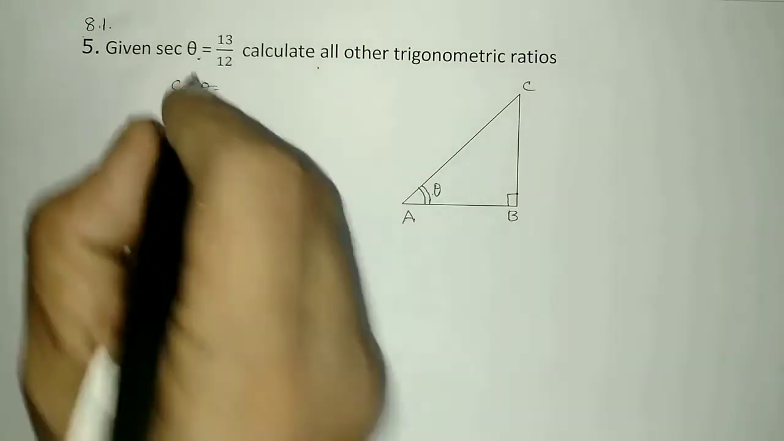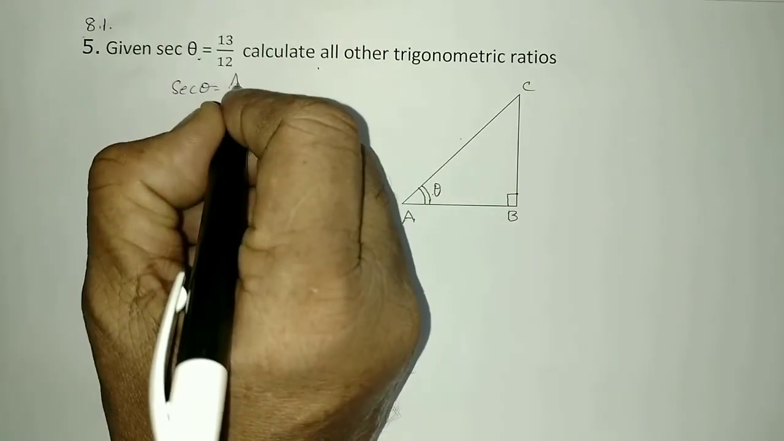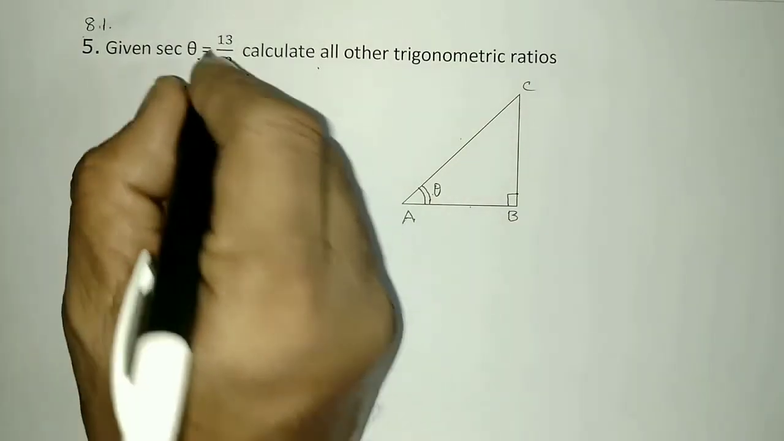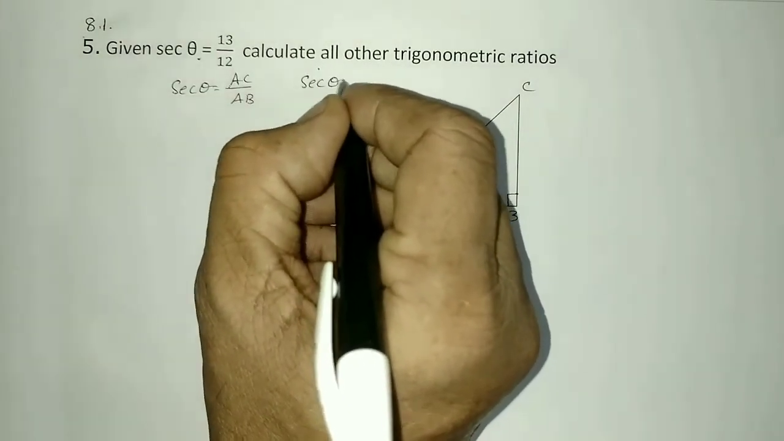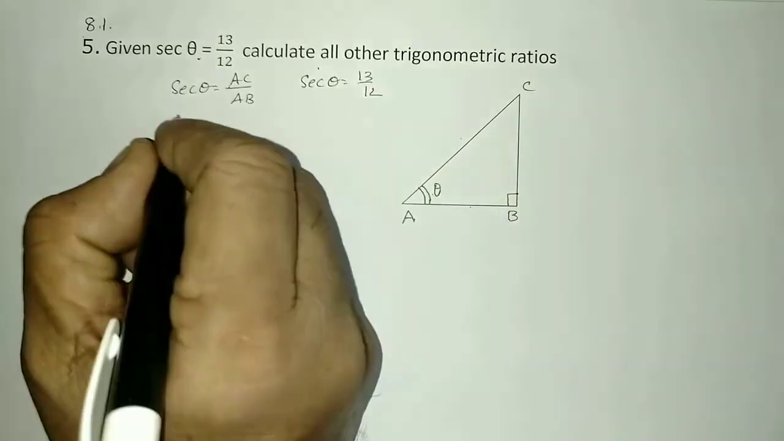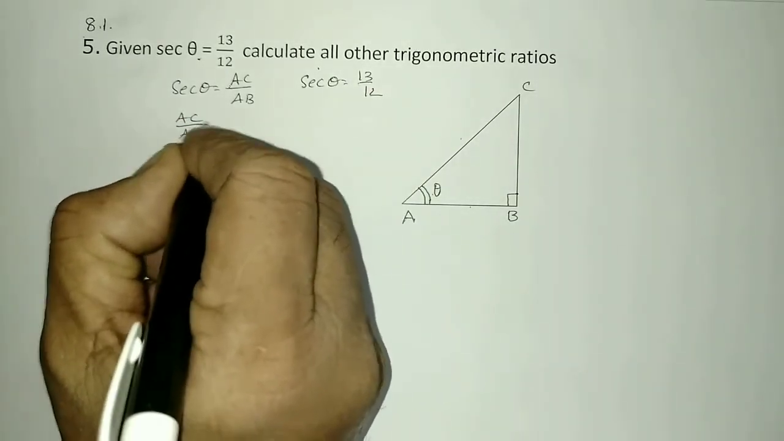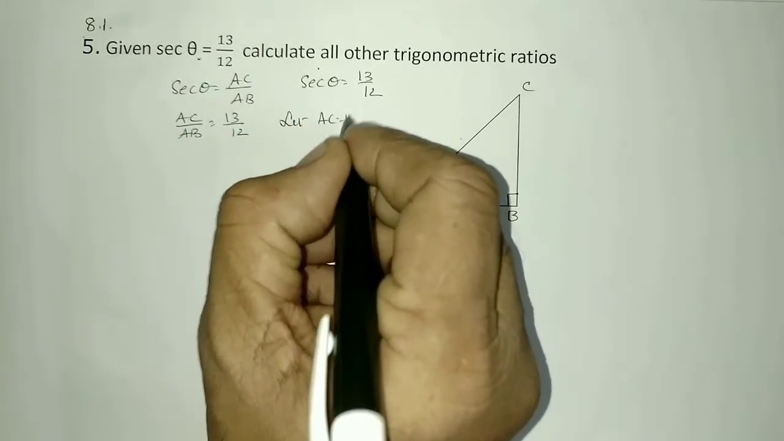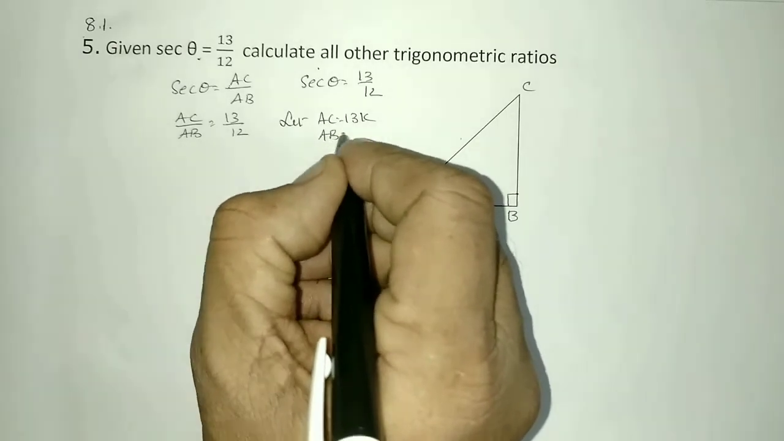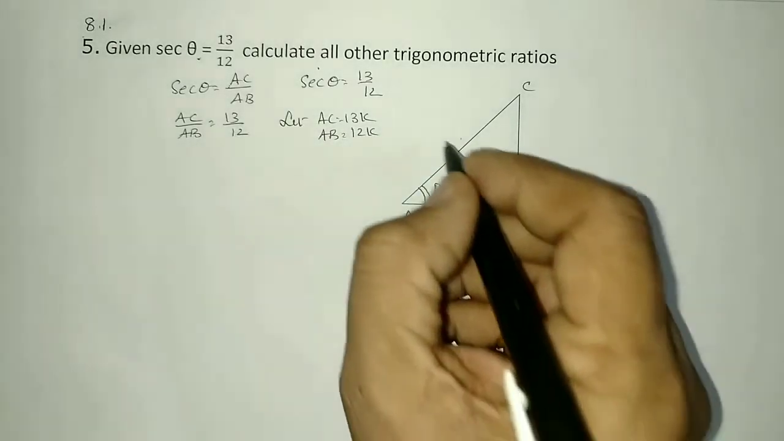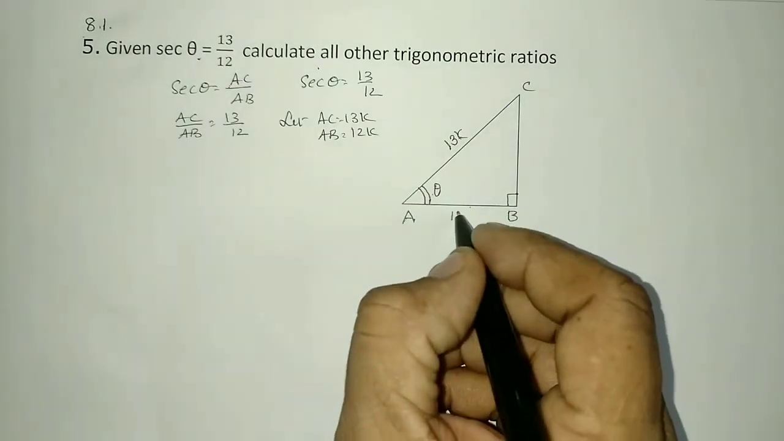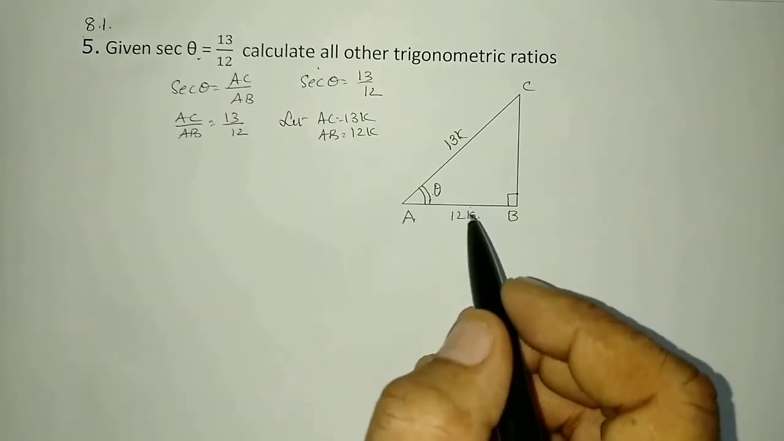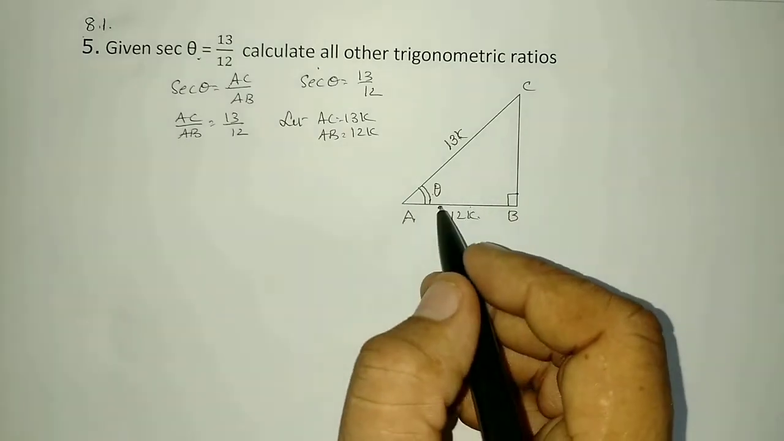Secant theta from the diagram means hypotenuse, AC, by adjacent side of angle theta, that is AB. But in the given problem, secant theta is given as 13 by 12. So AC by AB equal to 13 by 12. Let AC equal to 13k, AB equal to 12k. Now we have to find sin theta, cos theta, tan theta, cot theta, cosecant theta.